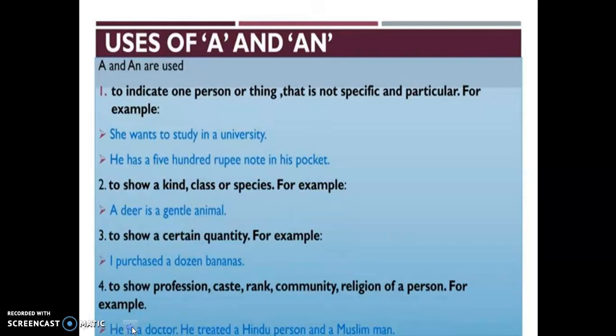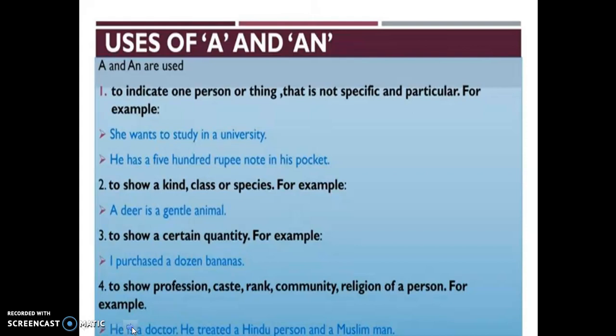Uses of a and an. A and an are used to indicate one person or thing that is not specific and particular. For example, she wants to study in a university. He has a 500 rupee note in his pocket. To show a kind, class, or species. For example, a deer is a gentle animal. So deer is a kind of animal.